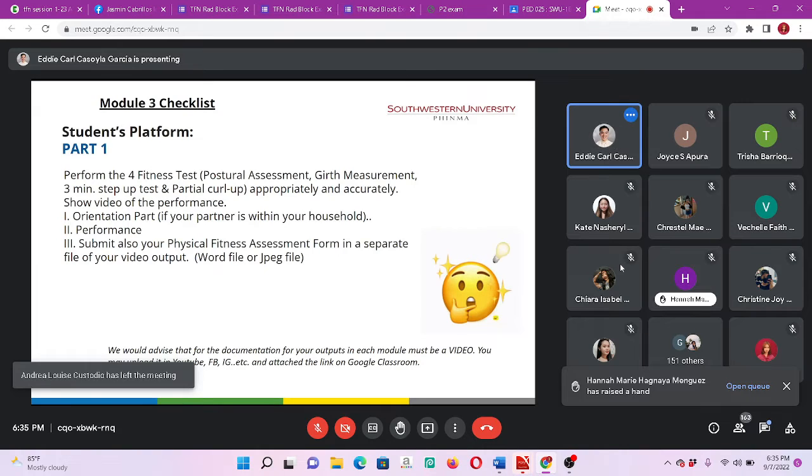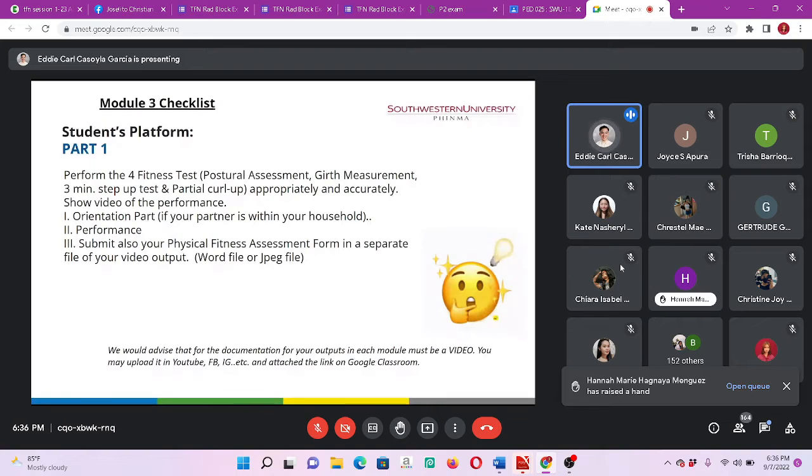Okay? But if ever your postural assessment is all photo together with your girth measurement, pwede ninyo masubmit within one video together with your 3-minute step test and partial curl-up test, or you can just submit 3 files. So photo documentation for your postural assessment and girth measurement, nana na siya sa PowerPoint, naka-paste na ang mga pictures. And the video documentation na ang i-submit is the 3-minute step test and partial curl-up test. And the last one would be your PFA form. Okay, I hope it's already clear.